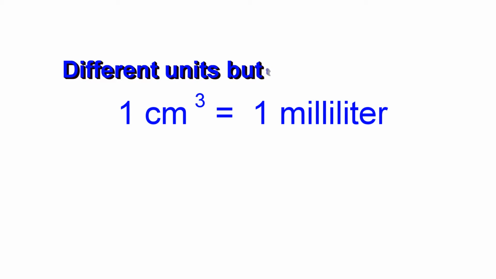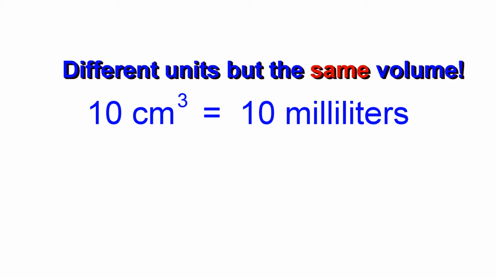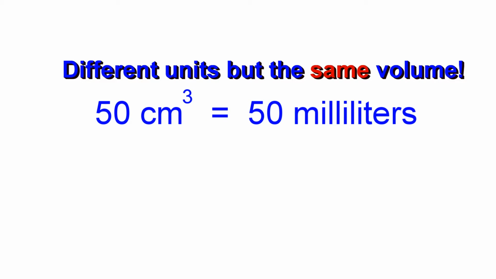The cubic centimeter is one of the most important units of volume in the study of chemistry. So you need to become very familiar with its approximate size and conversion factors for other units. One conversion factor that you really need to know is that the volume of 1 cubic centimeter is equal to the volume of 1 milliliter. So if you have a volume of 10 cubic centimeters, it will be equal to a volume of 10 milliliters. And if you have a volume of 50 cubic centimeters, it will equal a volume of 50 milliliters.